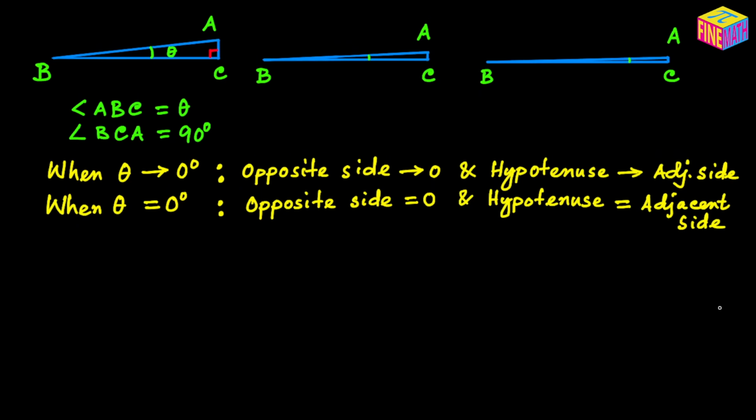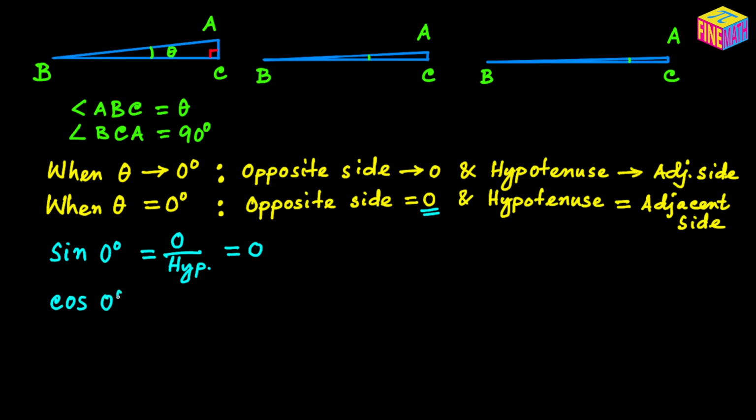So from here we can say, okay, what will be our sine 0 degree then? Sine 0 degree would be opposite side by hypotenuse. Now in this case, what is the opposite side? Well, the opposite side is 0. You see, the opposite side becomes 0. So that would be 0 divided by hypotenuse. That will become 0. It doesn't matter what the length of the hypotenuse is, it's 0 divided by something, that is 0.